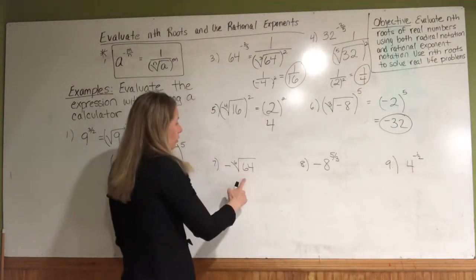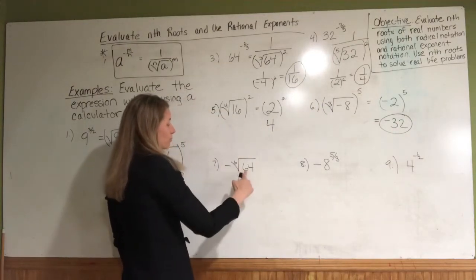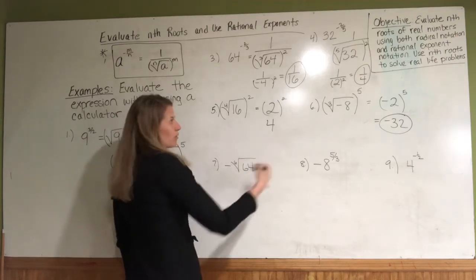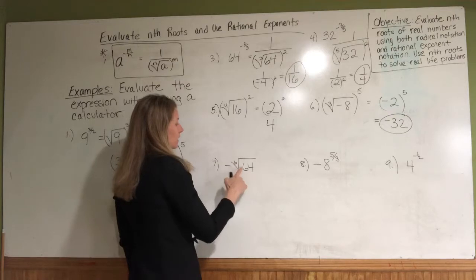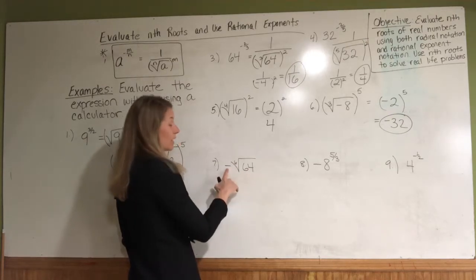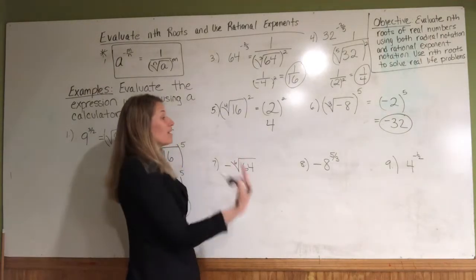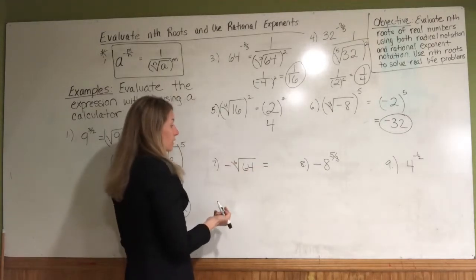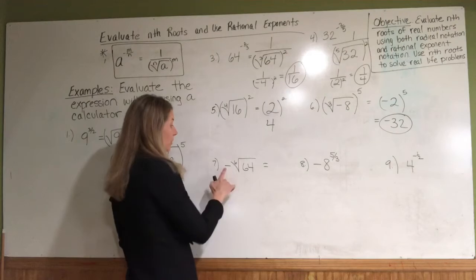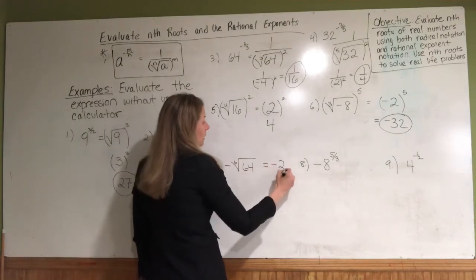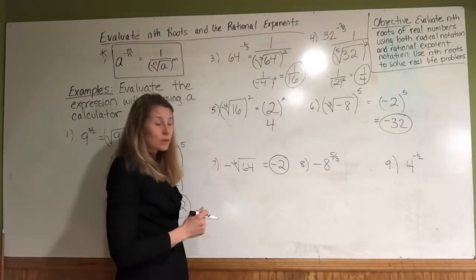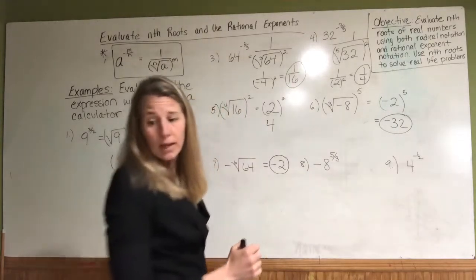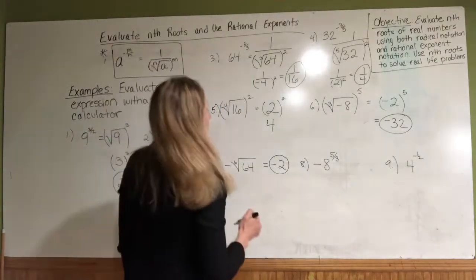Okay, this one again is already written in the radical notation, so I don't have to worry about rewriting it or anything like that. I'm just going to do the 6th root of 64, but you see how there's a negative on the outside? This time we want the negative answer. So I know the 6th root of 64 would be plus or minus 2, but because the negative's out there, that tells me that I'm wanting to give the negative answer. And then over here, we have negative 8 to the 5/3.